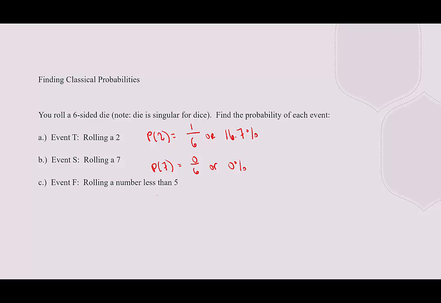So the numbers less than 5 would be 1, 2, 3, and 4. This one has 4 favorable outcomes. We would say 4 out of 6, which is 2 out of 3, which is 66.7%.